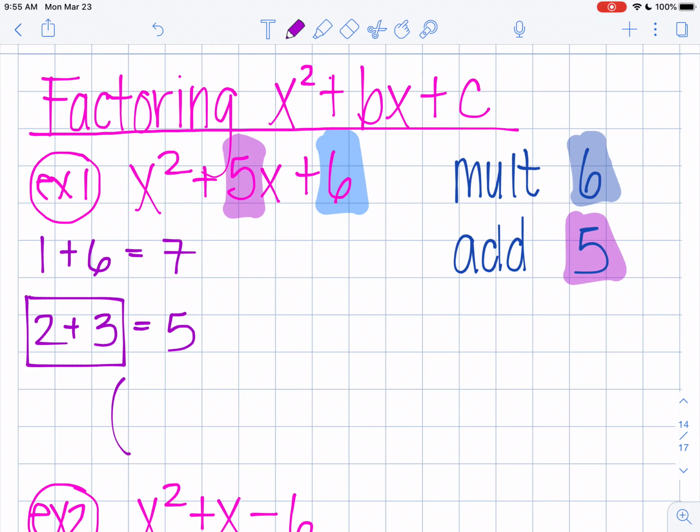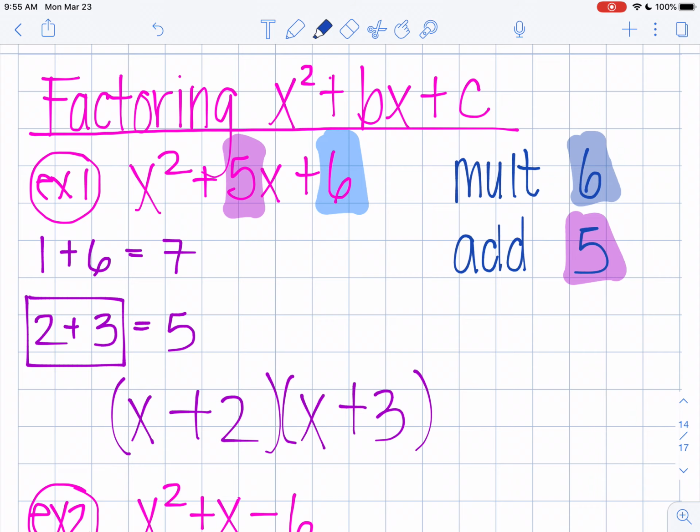So when I write them out separately, I have an x and an x, and I have a plus 2 and a plus 3, because here I have a positive 2 and a positive 3, and that's where these ones come from, positive 2, positive 3. Let's try another one.